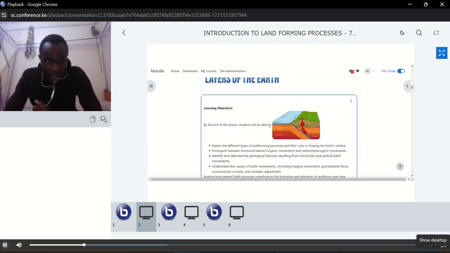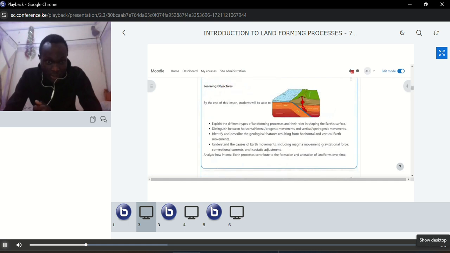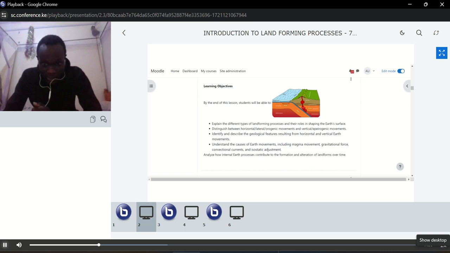Our learning objectives: by the end of this lesson, we should be able to explain the different types of landforming processes and their roles. We should be able to distinguish between horizontal or lateral movements and vertical movements. We should also be able to identify and describe the geological features resulting from horizontal and vertical Earth movements. We should also be able to understand the causes of Earth movement, including magma movement, gravitational force, convectional currents and isostatic adjustment.